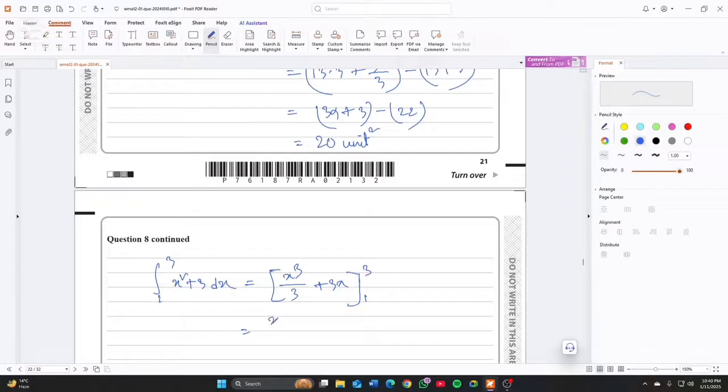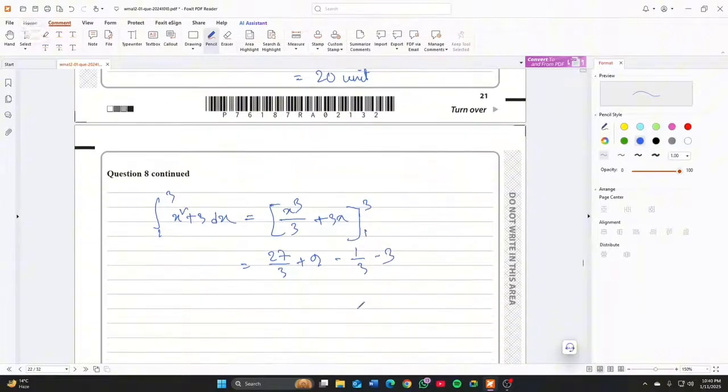So 3 cubed is 27 divided by 3 plus 3 3s are 9, minus 1 by 3 minus 3. This is 3 9s are 27, so 9 plus 9 is 18 minus 3 minus 1 over 3. 18 minus 3 is what? 15. 15 minus 1 over 3 will be 44 by 3 unit square.